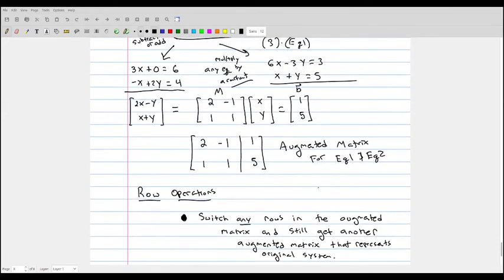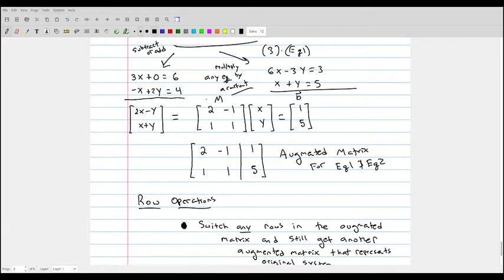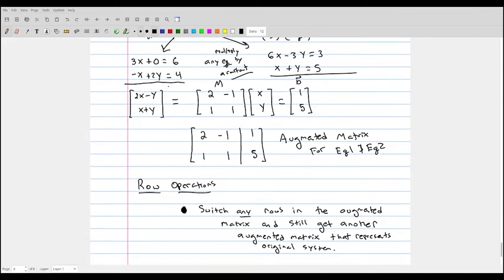That has to do with this property right here: for a given linear system, you can take your linear equations and subtract or add them and still have a linear system that has the same solutions as the original linear system.